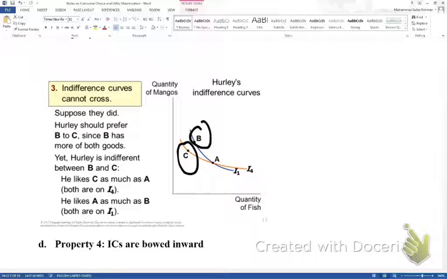The problem is that since I1 and I4 cross each other, B is indifferent to A, meaning that for the consumer, A and B should give the same level of satisfaction, and A and C are also indifferent, and that is a contradiction, right? Based on the location of B and C, B should give the consumer better utility than C, but since they cross each other, B should give the consumer the same level of utility, and that cannot happen. Two things cannot happen at the same time. So there is a contradiction. So it proves that the indifference curves really cannot cross each other.